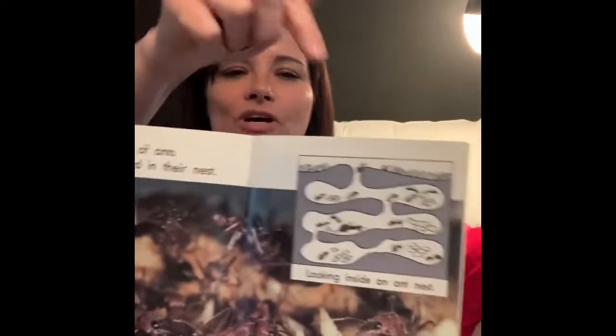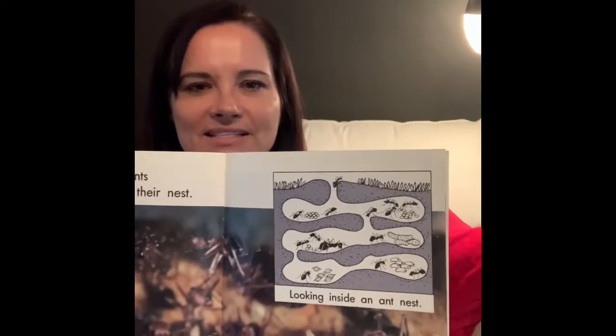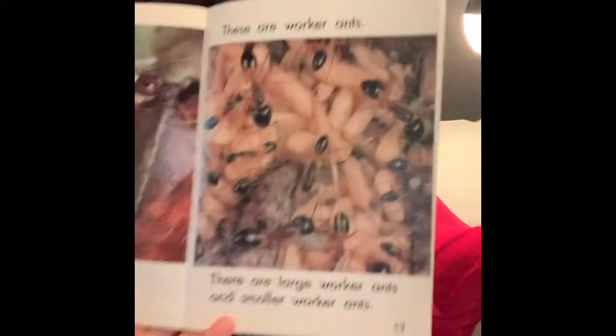So my nonfiction book has a diagram of what an ant nest looks like. And this is down below the ground and all the different rooms that the ants have in their nest. This is a queen ant. There are worker ants. There are large worker ants and smaller worker ants. Large worker ants look for food. Smaller worker ants stay home and look after the queen. Long lines of worker ants look for food to take back to their nest.